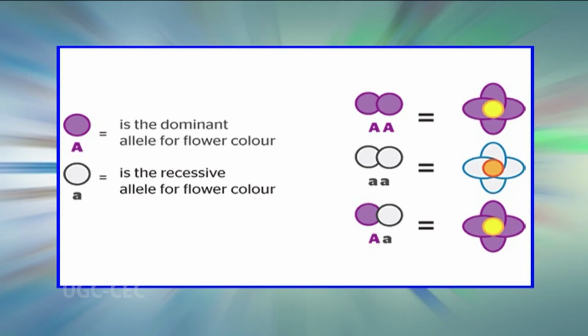Mendel's law of dominance states that if one parent has two copies of allele capital A, the dominant allele, and the second parent has two copies of allele small a, the recessive allele, then the offspring will inherit a capital A small a genotype and display the dominant phenotype.